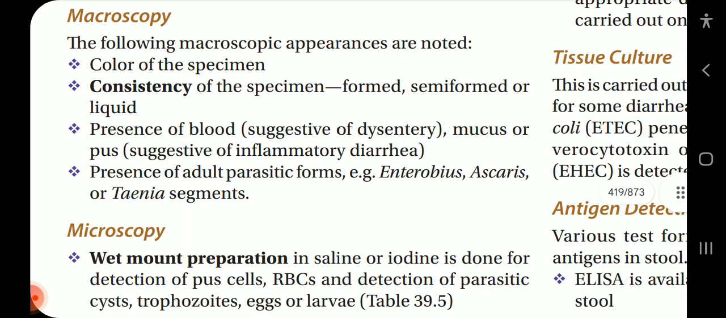Macroscopy. The following macroscopic appearances are noted. Color of the specimen, consistency of the specimen: formed, semi-formed or liquid. Presence of blood, suggestive of dysentery; mucus or pus, suggestive of inflammatory diarrhea. Presence of adult parasitic forms, for example Enterobius, Ascaris or Taenia segments.